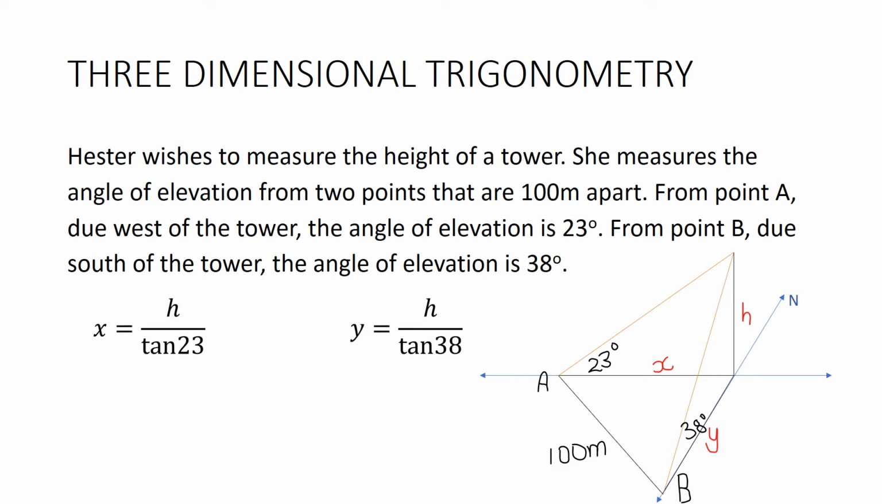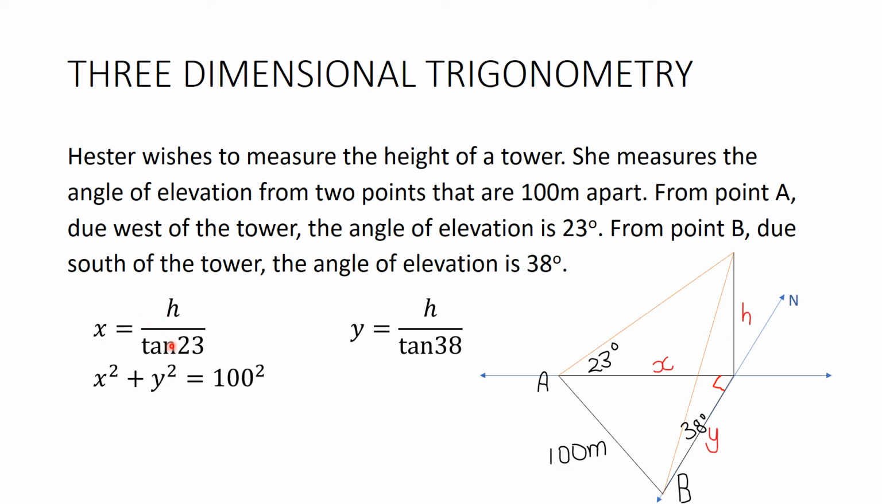Now we're going to look at the bottom triangle. So that's this triangle here. And this one is also a right-angled triangle, because this is due west and this is due south, and they're 90 degrees apart. So I'm not going to do trig on this particular triangle on the bottom. I'm going to do Pythagoras' theorem. There's the hypotenuse. So 100 squared will equal x squared plus y squared.